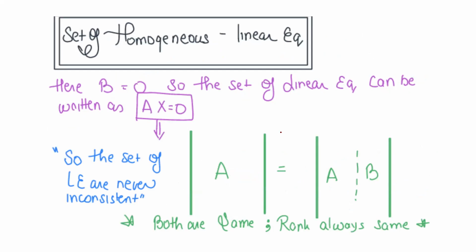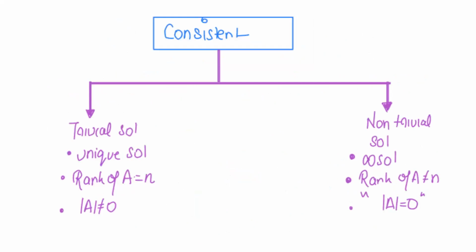Now the set of homogeneous linear equations. Here, in homogeneous, b will be 0. We know that b will be 0. For a homogeneous equation, that means Ax = 0.